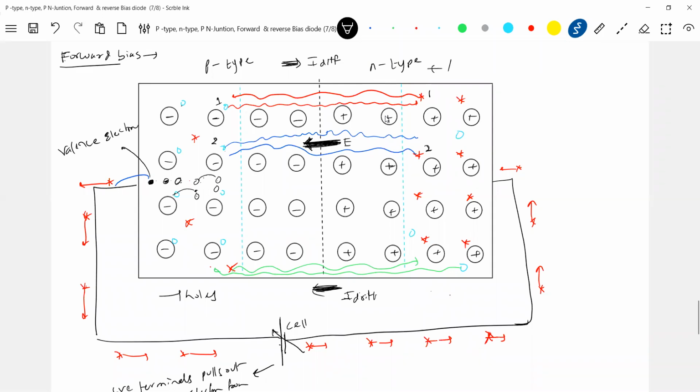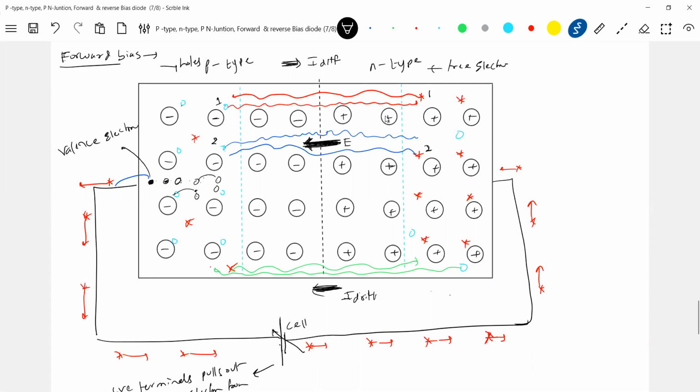I'll show it here. Free electrons, and these are the holes. And what are holes in the p-type majority case? How do they move? They move towards the depletion layer. Now what will happen to the drift current? Shall I say it will decrease as I keep on increasing the bias, no?